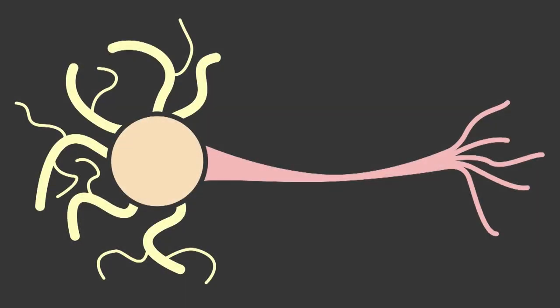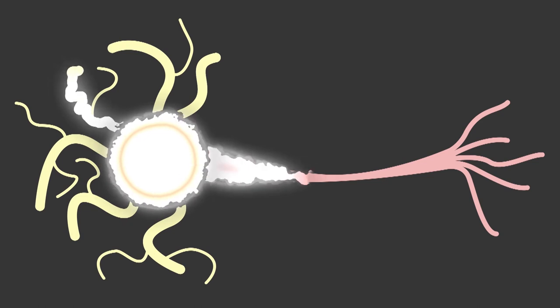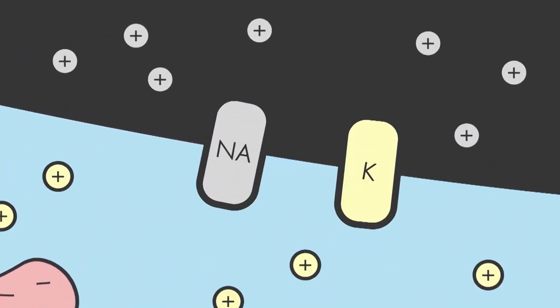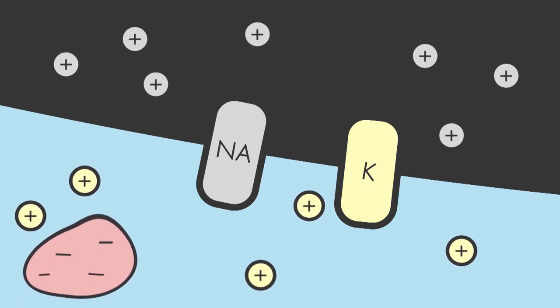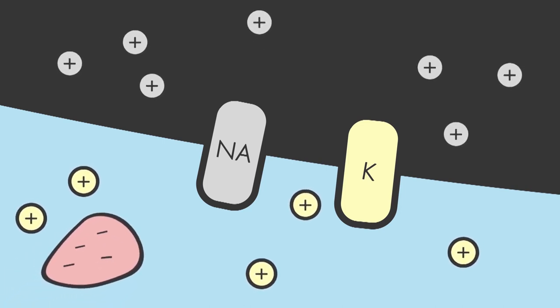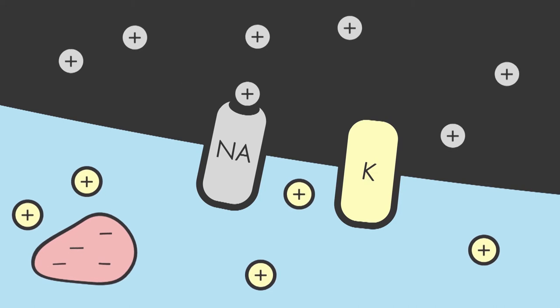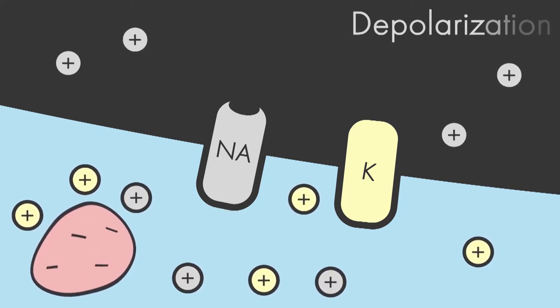When a neuron is at rest, there is an uneven distribution of ions across the cell membrane. When a neuron is sufficiently stimulated, an action potential is generated and travels along the axon to the terminal branches by means of a change in polarity across the membrane of the axon. In response to a signal from another neuron, positively charged sodium and potassium gated ion channels open and close. The positively charged sodium ion channels open at the beginning of the action potential, and positively charged sodium ions move into the axon, causing depolarization.